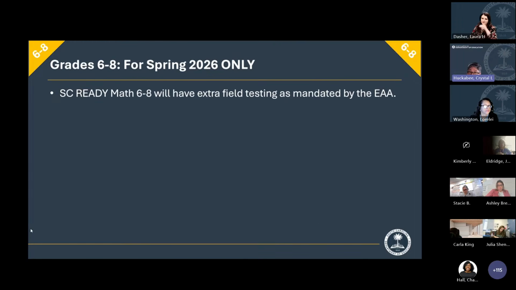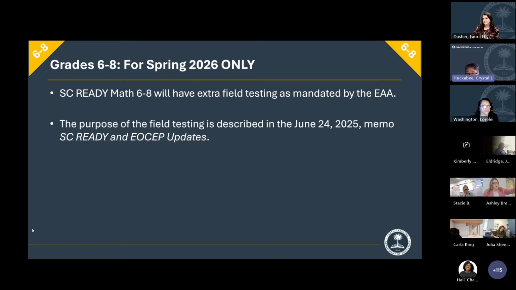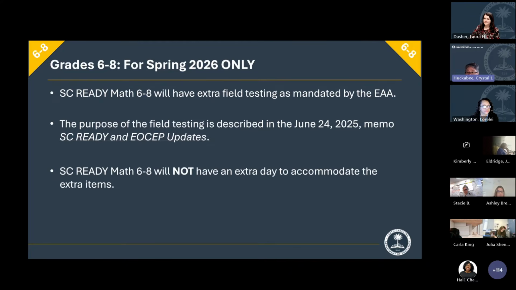Okay, so for grades 6 through 8, again, we will have extra field testing as mandated by the EAA. The purpose of field testing is described in that same memo from June 24th, titled SC Ready and EOCEP Updates. Unlike Math 3 through 5, there is not an extra day to accommodate extra items. So Math 6 through 8 will continue to be a 1-day test.